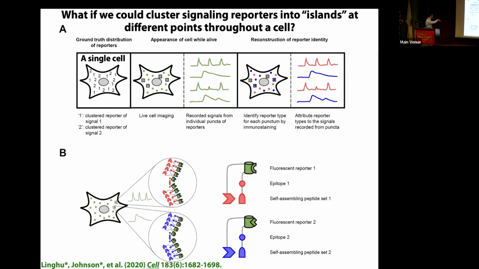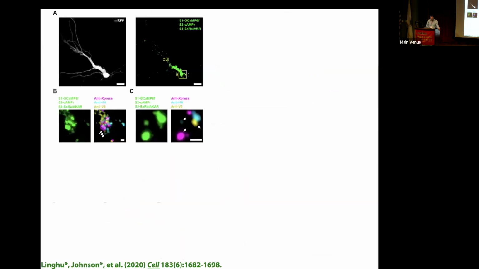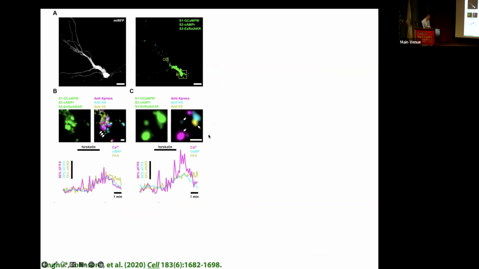And so it works. Here's the design that we came up with. Take different fluorescent reporters and fuse them to different self-assembling peptides. So they'll cluster stably and safely at different places in the cell, random places, but stable places. And then each reporter has an epitope that you can stain for to figure out which sensor was where. So here is a hippocampal neuron in culture, 3 different reporters, calcium, cyclic AMP, and protein kinase A, fused to different self-assembling peptides. And all 3 reporters, they're all green, by the way. So the green image is what you see when the cell's alive. Each dot will be blinking at you. And the false color images are what you get after you're done, preserve the cell, and stain it. And so you can then reconstruct which signal came from each dot.